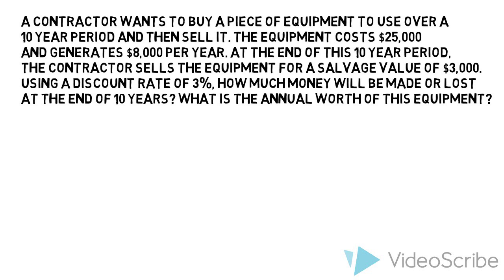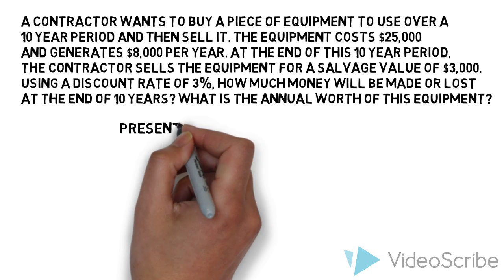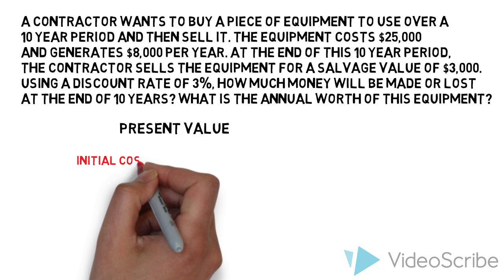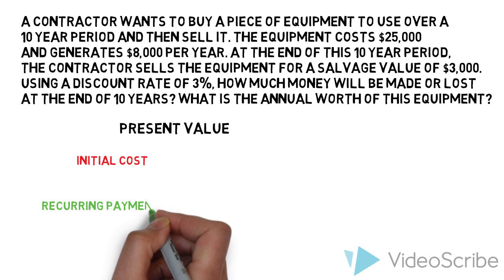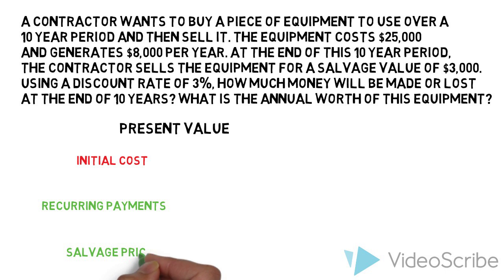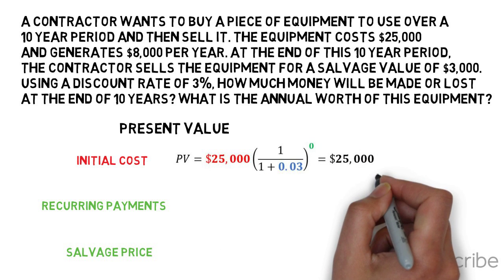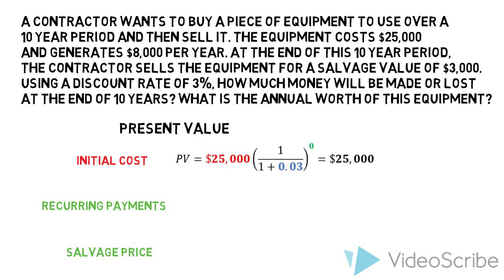After the cash flow diagram is drawn, the net present value of the equipment over the 10-year period is calculated. This is done by calculating the present value for each cash flow. In year 0, the cost of the machine is $25,000. The equation for present value can be used.